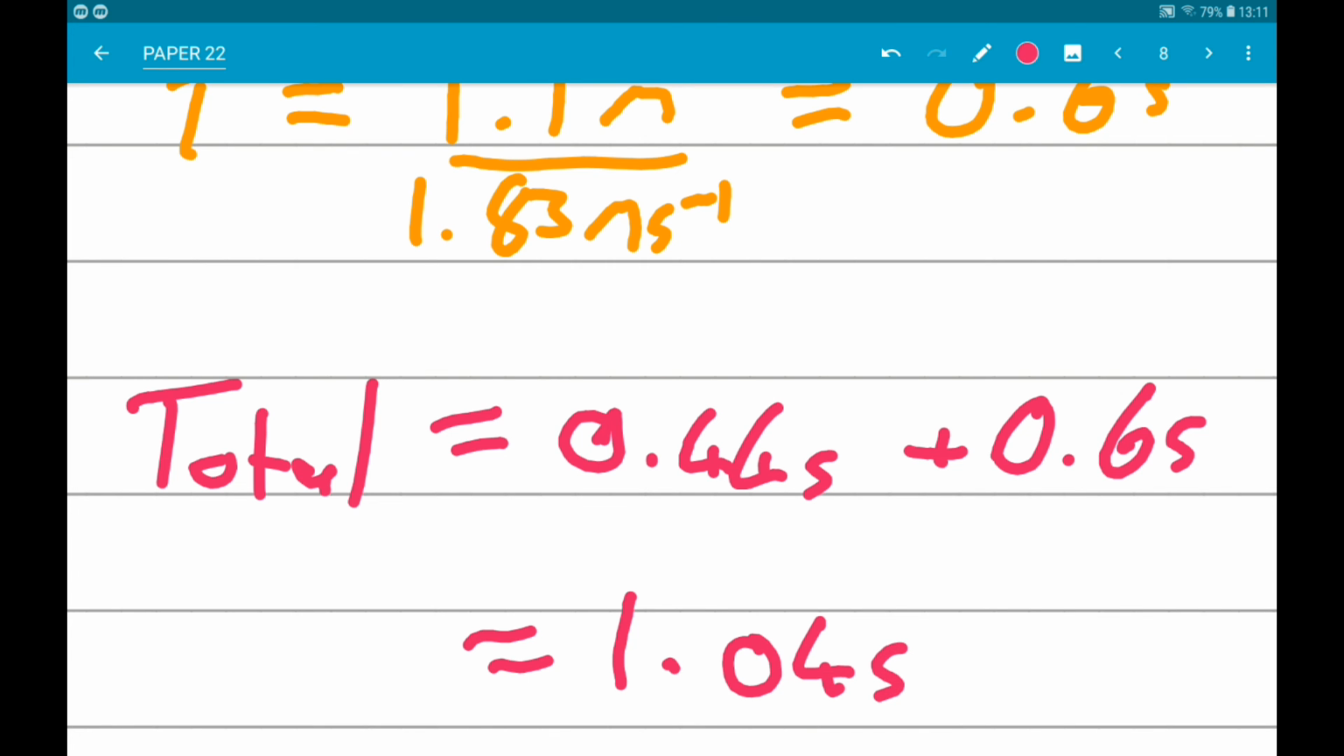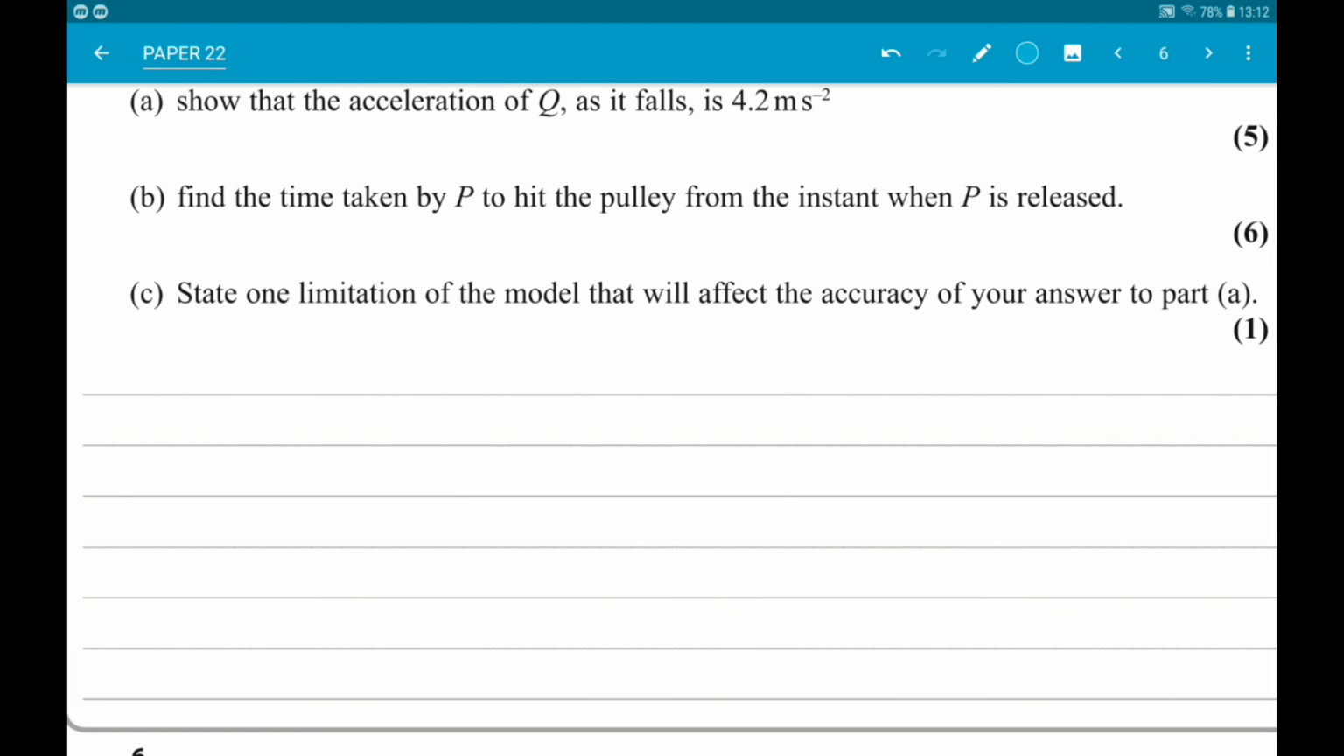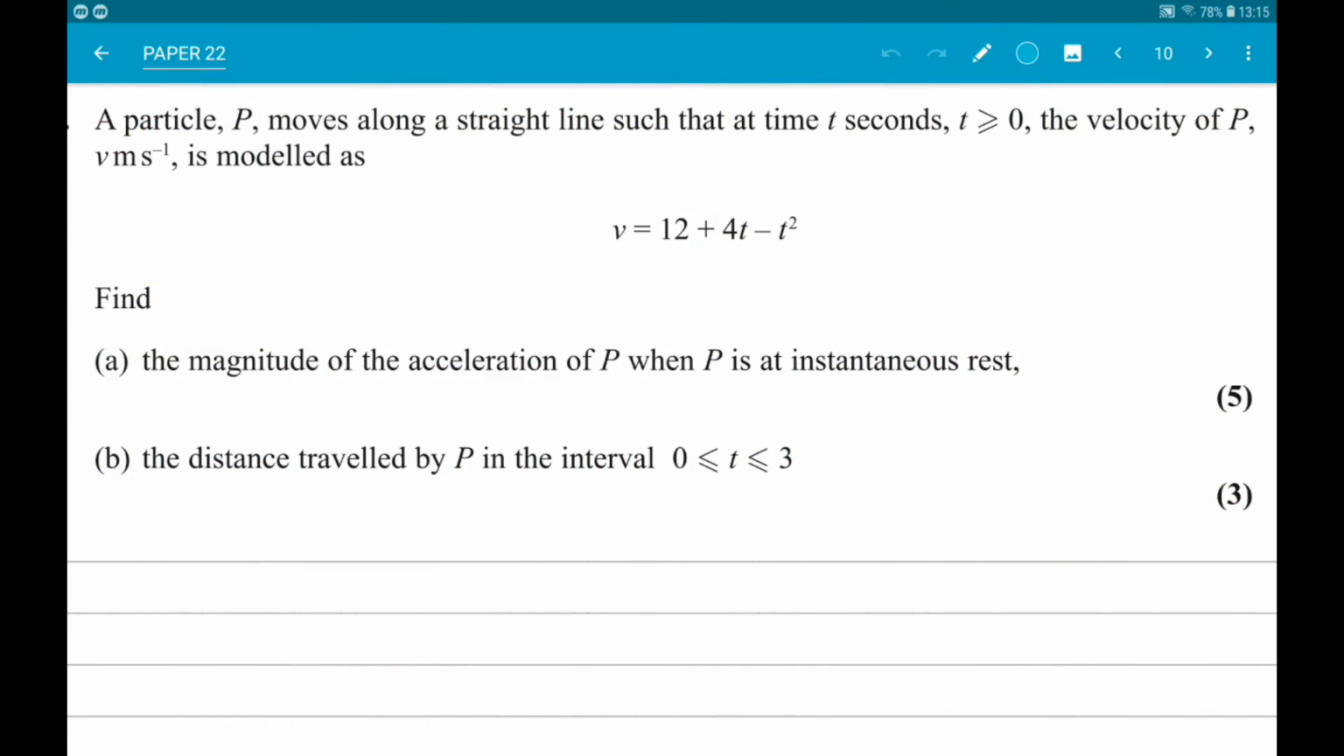Very tricky. In the final part, state one limitation of the model that will affect the accuracy of your answer. So the biggest one was that we didn't take any resistant forces into account. So there would have been air resistance, there would have been friction, nothing is perfectly smooth. So without those, our answer really is inaccurate.